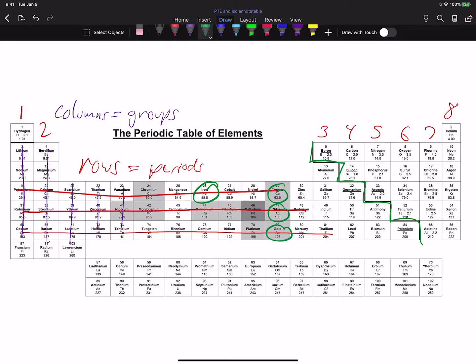So obviously metals are on the left side of the staircase, which means the non-metals are on the right side of the staircase. Now there is one exception, and that is hydrogen, which I'm labeling with an X here. Hydrogen is on the left side of the staircase, but it is actually non-metallic.